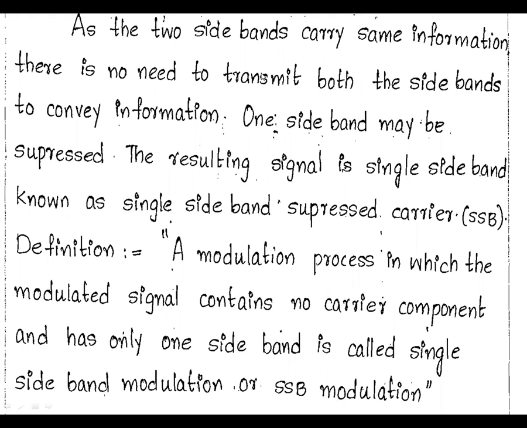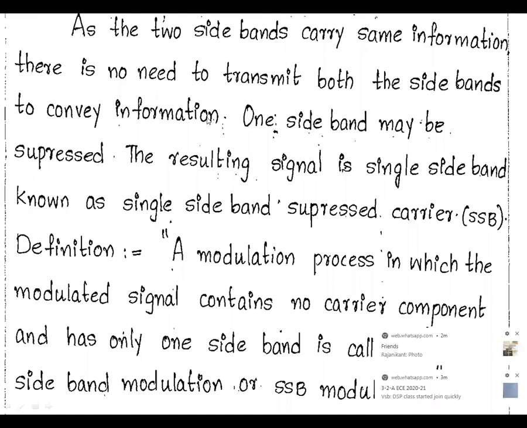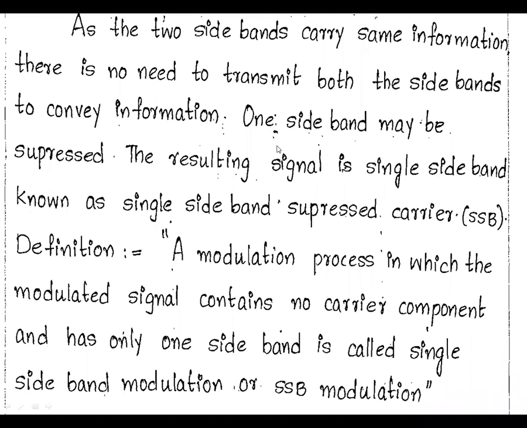Now, as the two sidebands carry the same information, there is no need to transmit both sidebands to convey the information. So I can suppress one more sideband. One sideband may be suppressed, and the resulting signal is called single sideband.